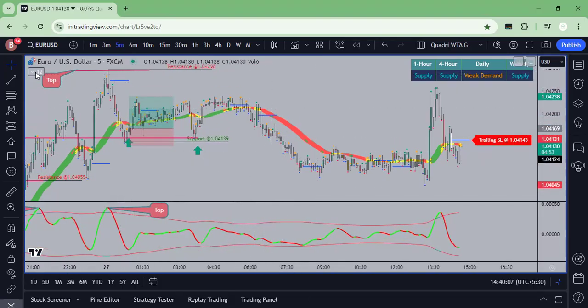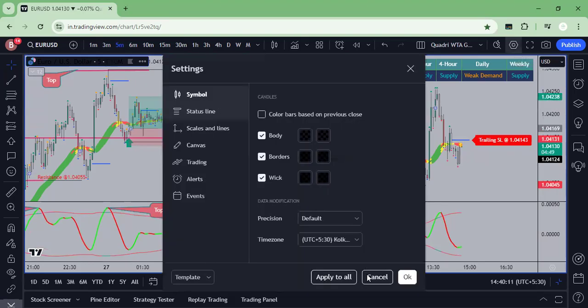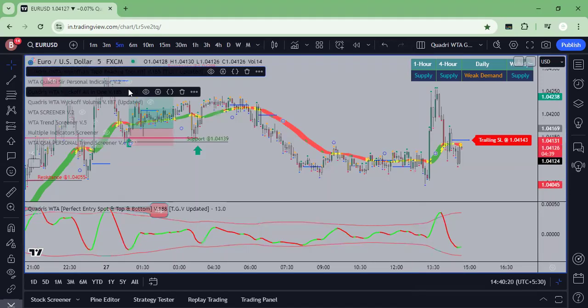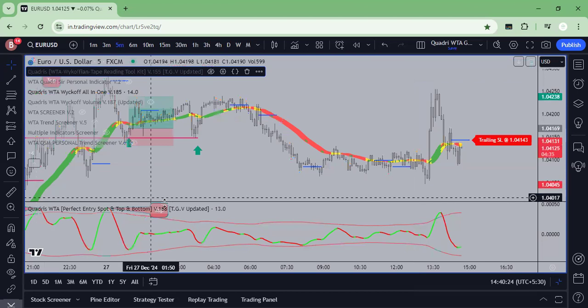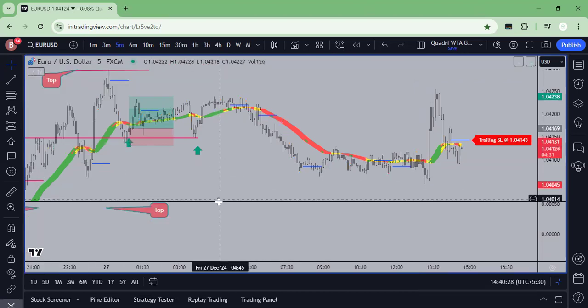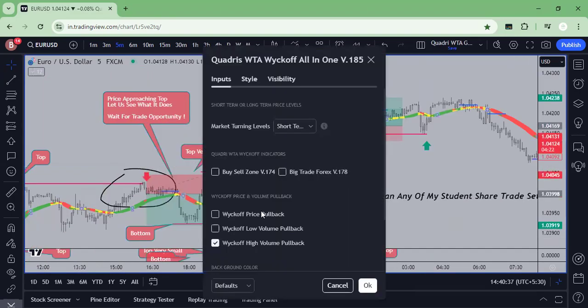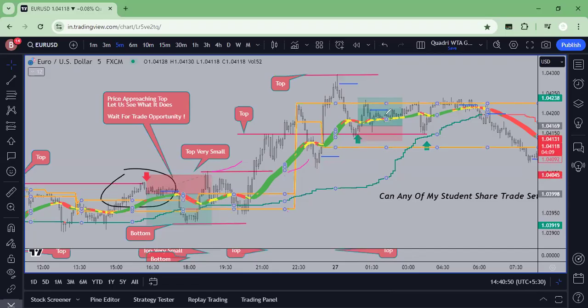I normally tend to trade like that. Now I'll get into version 185. One second. So now I'll hide this thing. I don't want this thing to be visible. Now version 185 comes with what option do I use? There is a big trade forex option, a buy sell zone option. When buy sell zone or big trade forex is applied, you get a yellow line which acts as a zone for you. Above this is the buy zone. I'll hide the drawing so that no one gets confused with this one.